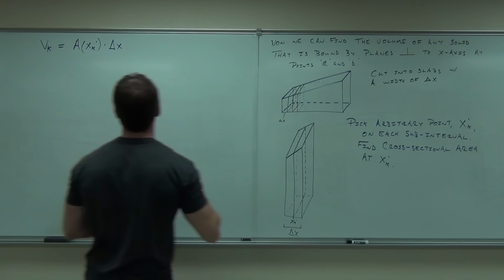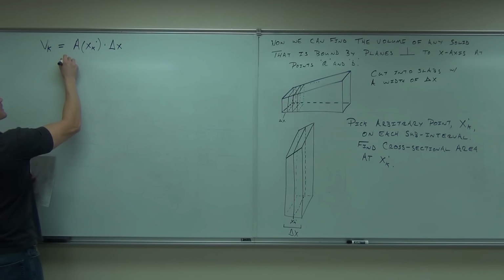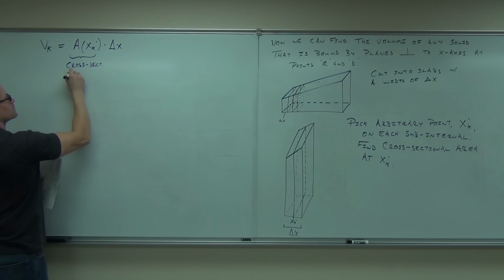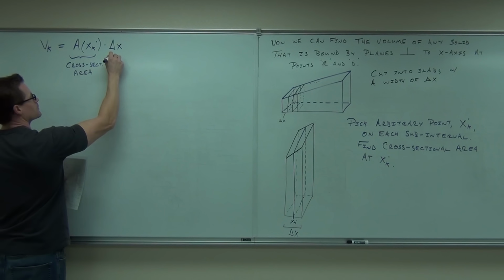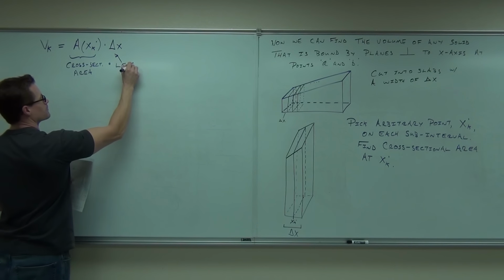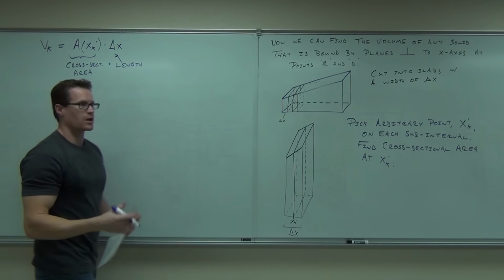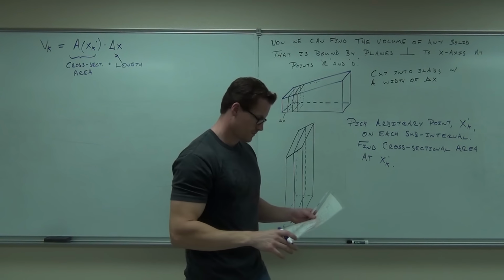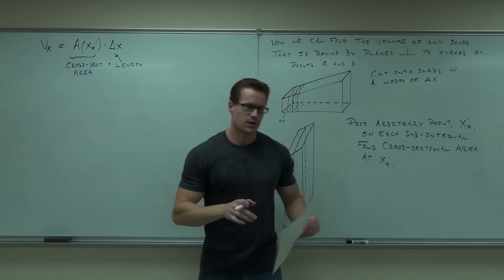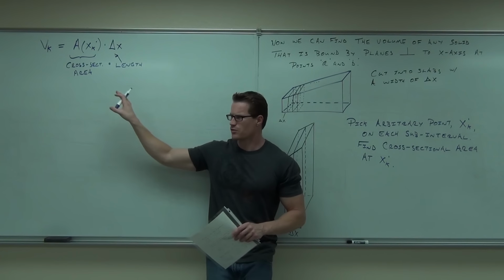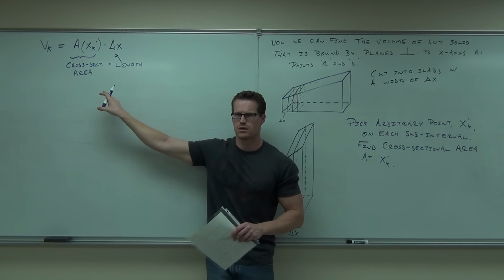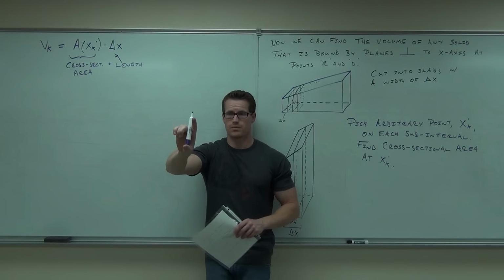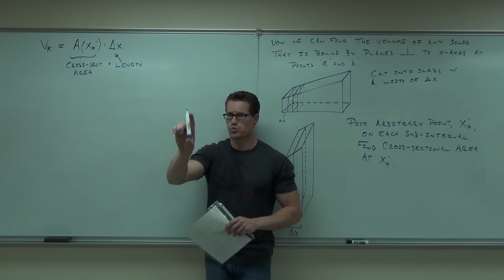This is cross-sectional area times length. Just like we thought of it. Cross-sectional area times length. Now, how many intervals does this stand for? One arbitrary interval. Very good. So this is just one interval.